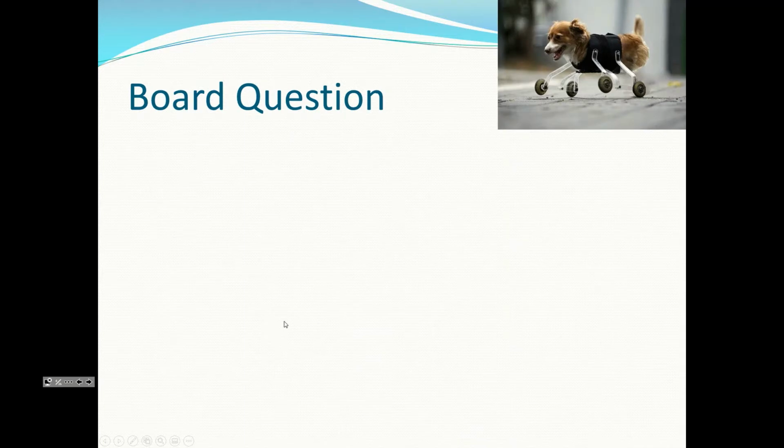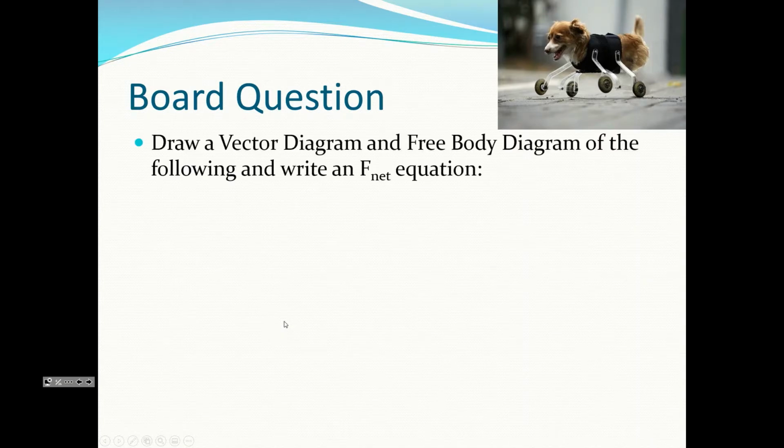Okay, so let's do a board question. We're going to use our legless dog, and we're going to draw some free body diagrams and a vector diagram of the following situation. I want you to try your best with this one because vector diagrams are new, and free body diagrams, well, how do we draw this for acceleration?